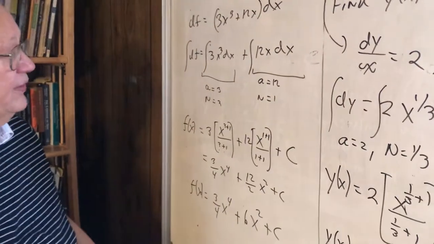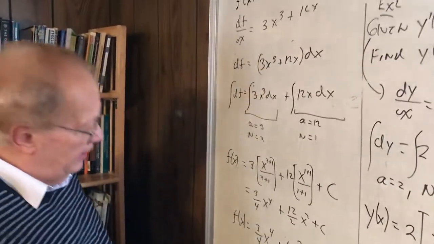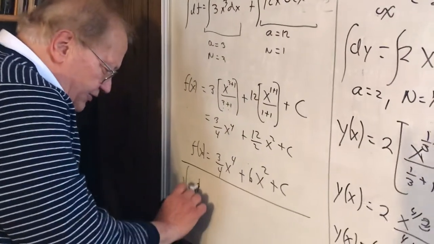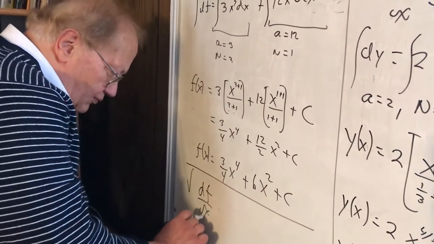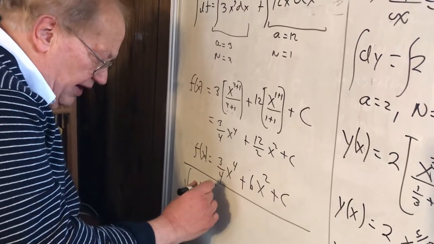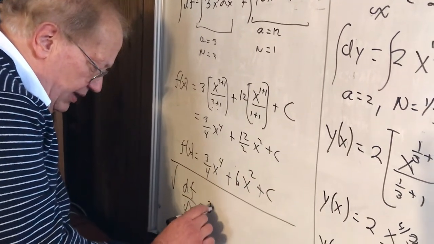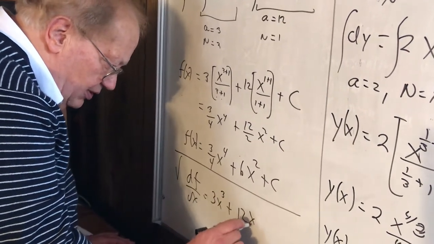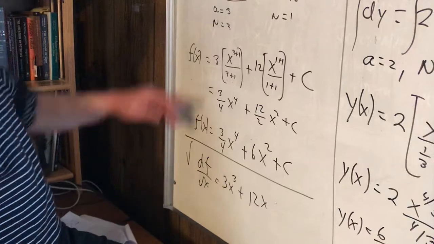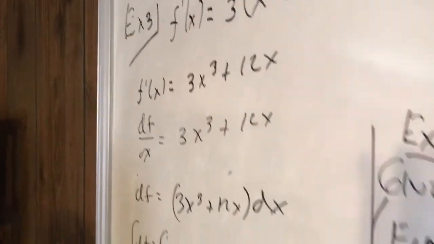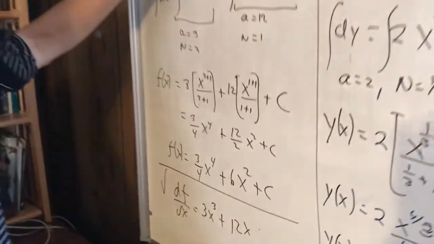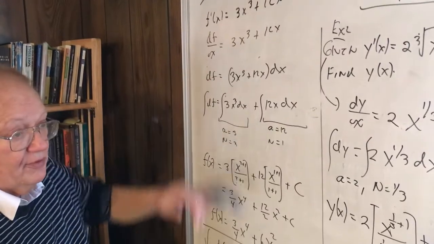So remember the original function was 3x cubed. Now if you want to check your work, just take the derivative. This will be 4 times 1/4. This will be 3x cubed plus 12x, and the c is gone. 3x cubed plus 12x. So now you've checked your integral is correct, because when you take its derivative, you get back the original derivative which was given to you.